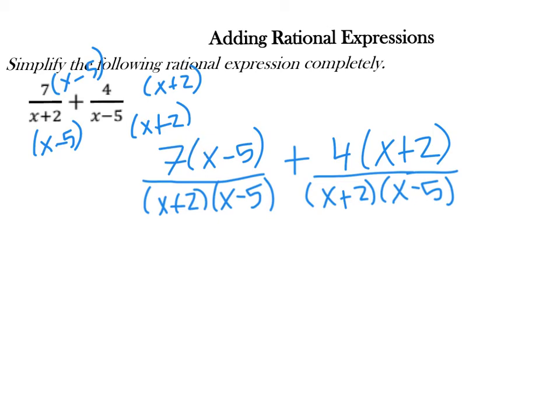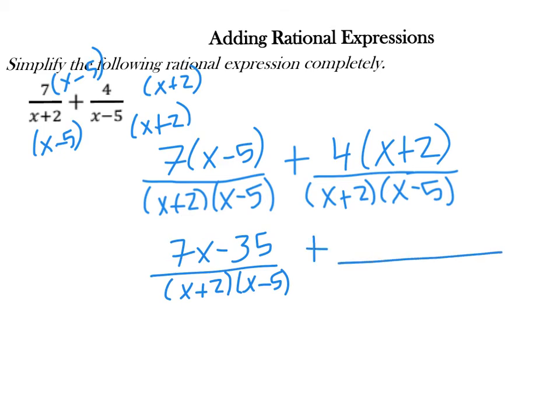So I'm going to go ahead and distribute this right here, 7x and the 7 times negative 5 and the 4x times 2, and I'm going to get 7x minus 35 over x plus 2 times x minus 5 plus 4x plus 8. Again, this is through distributive property. And the bottom I have x plus 2, x minus 5. Again, the purpose here is to have the same denominators so I can combine the numerators.